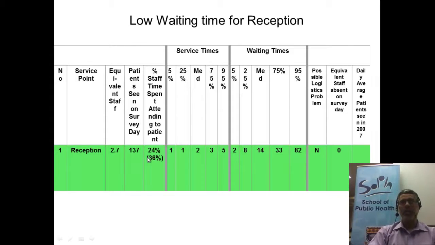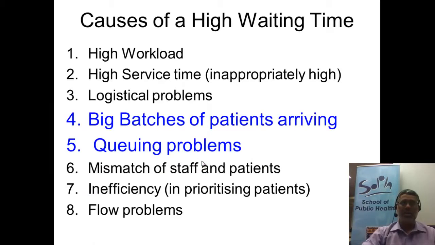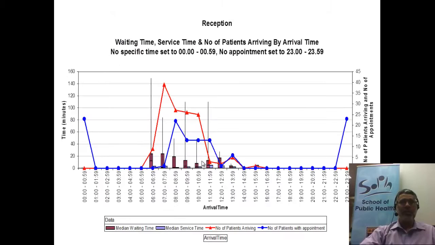Also useful to see that if the waiting time is low, why is it low? In other words, which of those causes that could cause high waiting times are not in effect rather than being present? Do they have batches, and are there queuing problems? And that you see from the arrival time graph.